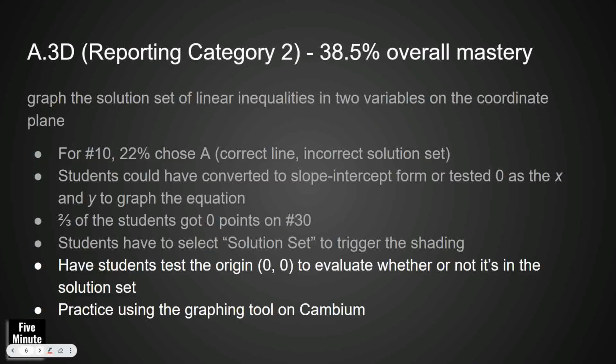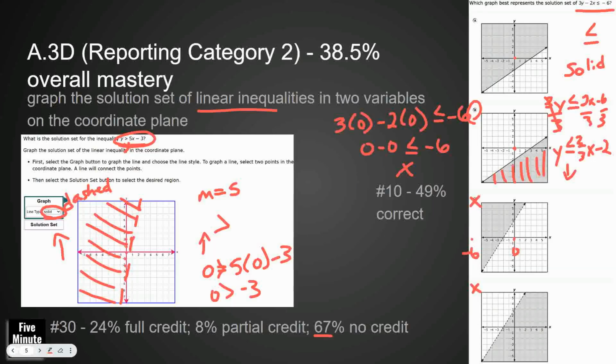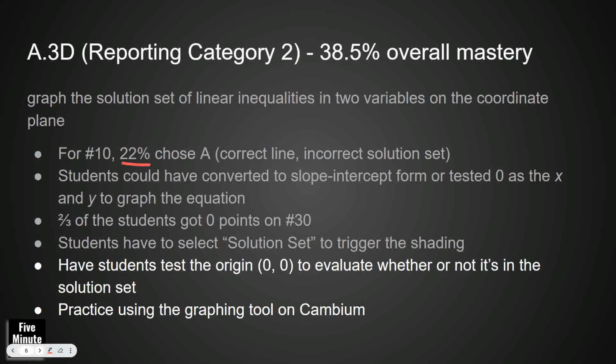And so let's look at why students might have made some incorrect choices. Number 10, 22% chose A, not super surprising. That's the correct line. It's just the incorrect solution set. So 49% got it correct, 22%. So you're looking at 71% that at least could get A or B. That's actually not that bad.